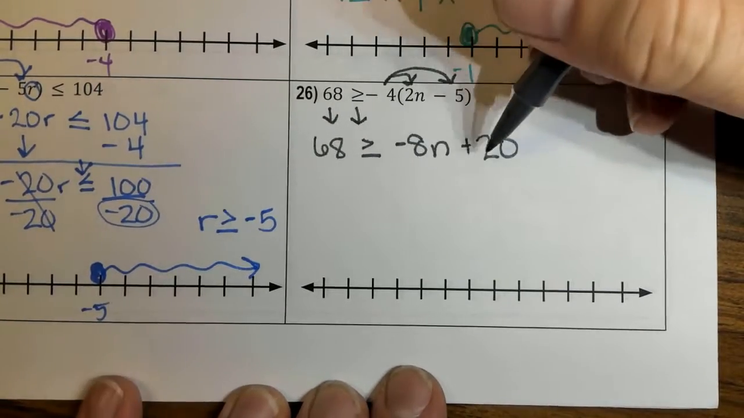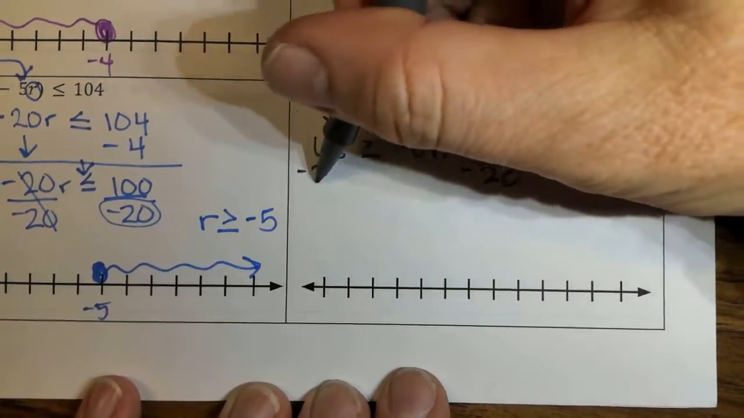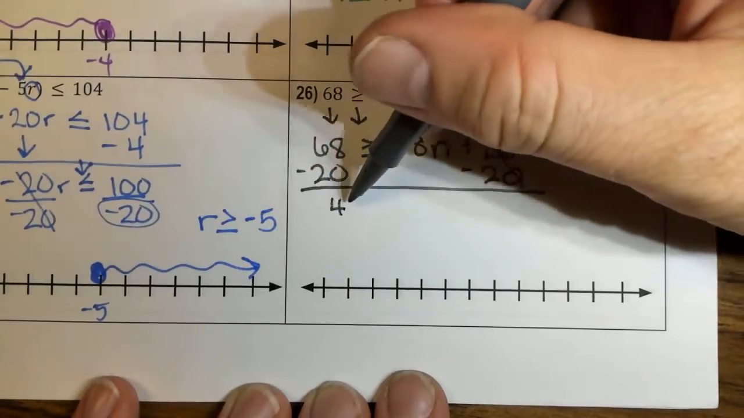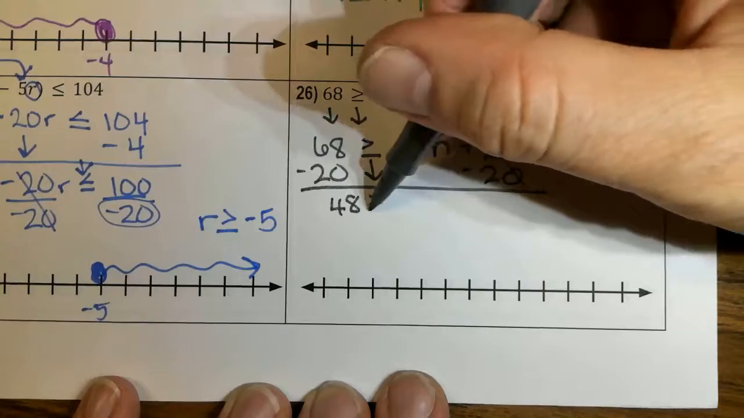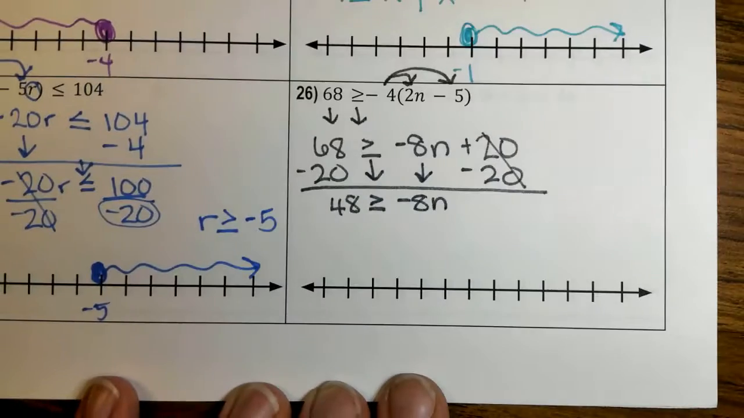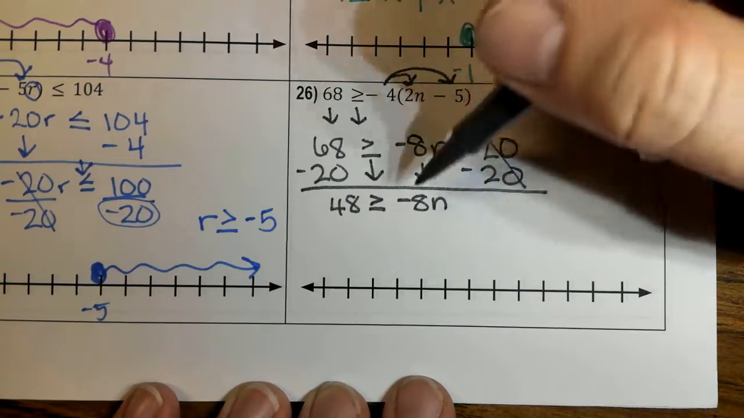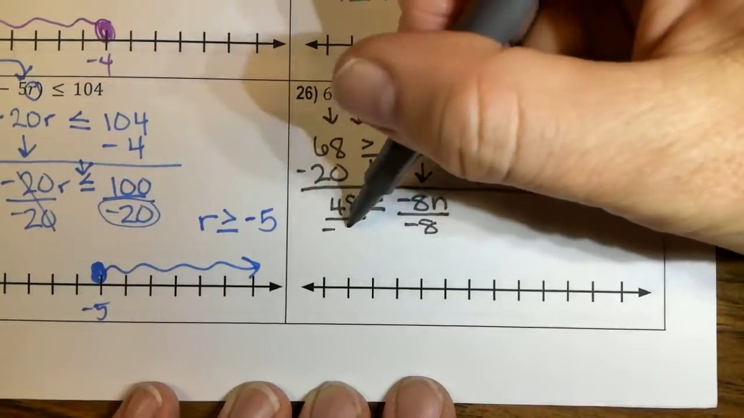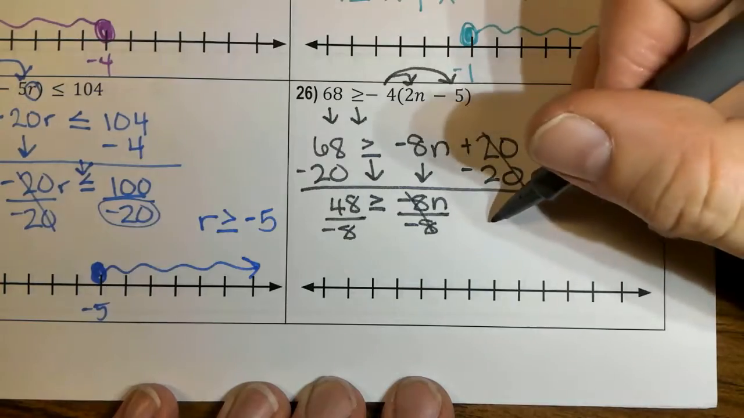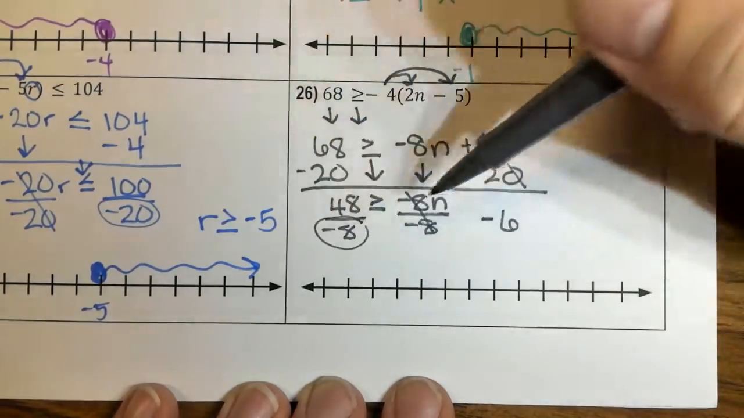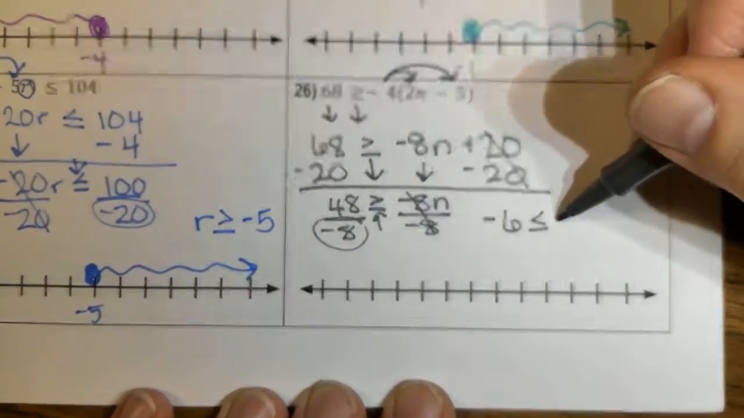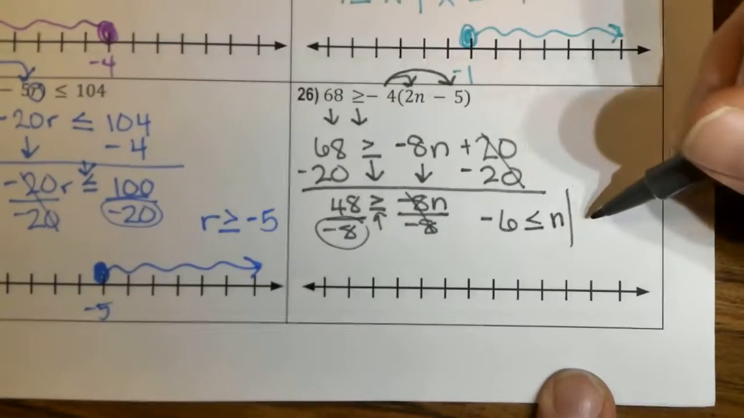Okay, 2 more steps. So I do minus 20, because I have to get rid of that before I can divide. 68 minus 20 is 48. Bring down my inequality sign. Bring down my negative 8n. And if you said it out loud, I'm so proud. You do divide. So divided by negative 8. So look, I have 48 divided by negative 8 is negative 6. Because I divided by a negative, my inequality sign will now change direction. And then I have n. And because n's on the right, I'm going to do the mirror.